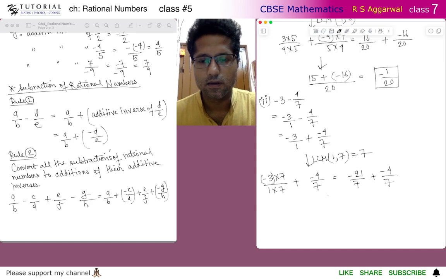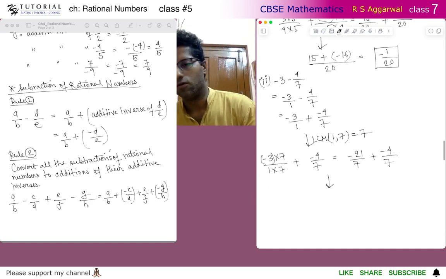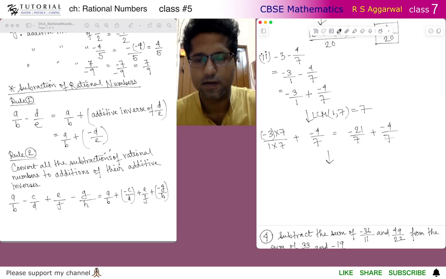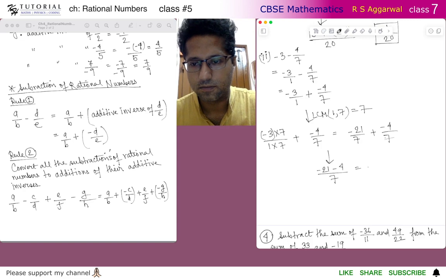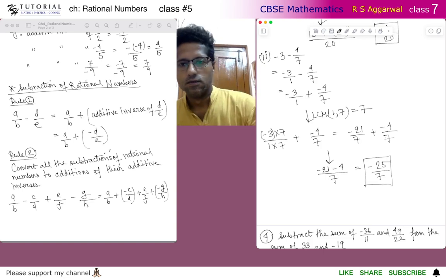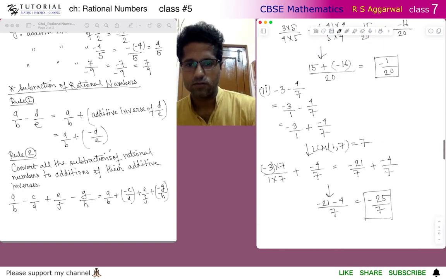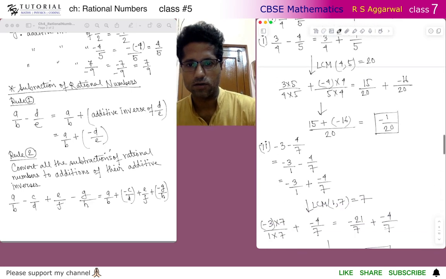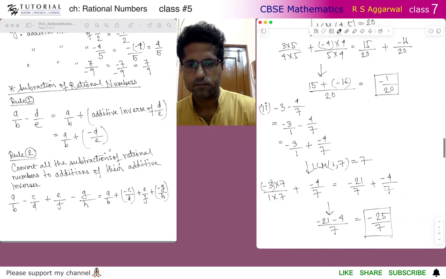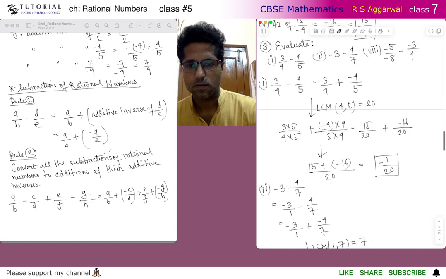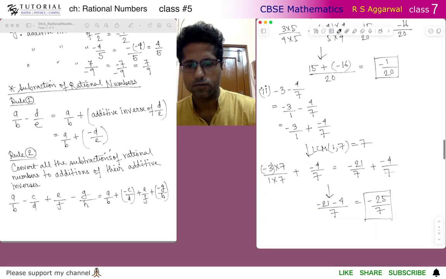And now we have the same denominator, we can simply add the numerators and divide that by the denominator. So this becomes minus 21 minus 4 upon 7. This is minus 25 by 7. So this is the answer. Now I have no more space left, so I have to rub it. You can take a screenshot of the solution.